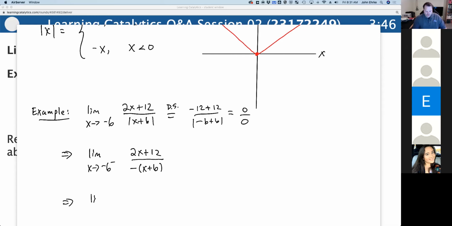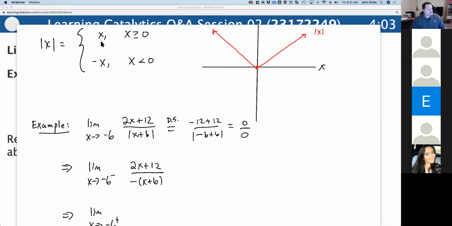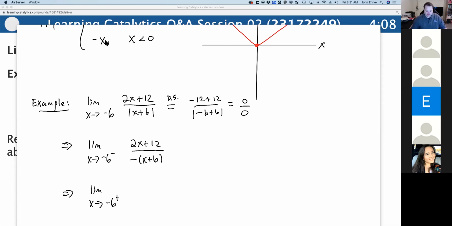Similarly, if you look at values to the right of -6, say -5 or 0 or 1 or whatever, all those values make the absolute value positive, and the absolute value for positive values is just whatever's inside the absolute value. You don't have to negate it. So here, this would be 2x plus 12 over positive x plus 6. All right, I want you to finish it up from there and tell me which of the answer choices is correct.